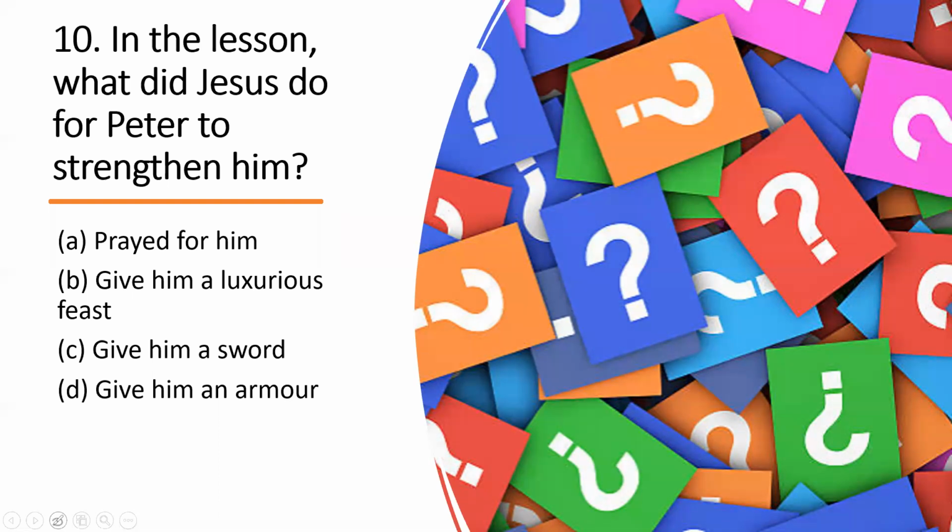Jevin, why did you say A? Because how it says in the story, what does it say? I forgot what it says. Very good. It is A, prayed for him. So he prayed for him that his faith may not fail.